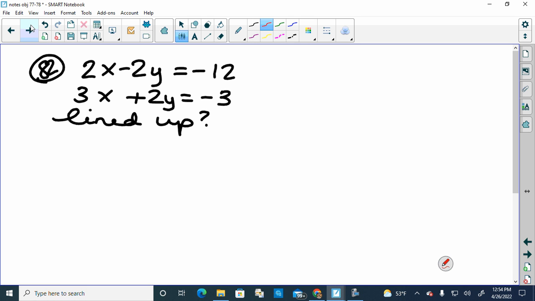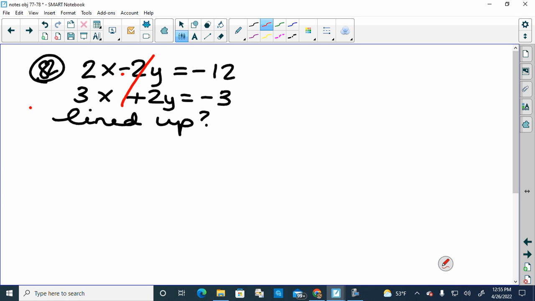Okay, so our whole goal to eliminate means to get rid of something. So to get rid of it, it means the numbers in front of the variables have to be the same, but then the signs have to be opposite of each other. So this one's kind of already set up for us to get started. They're lined up, they're the same number, same variable, one's a positive, one's a negative. So we've actually already eliminated the y's.